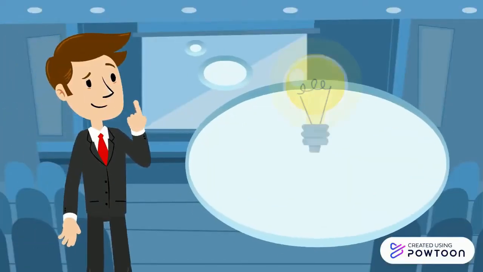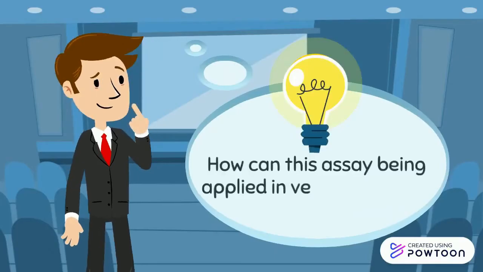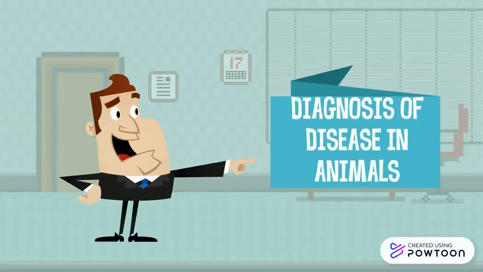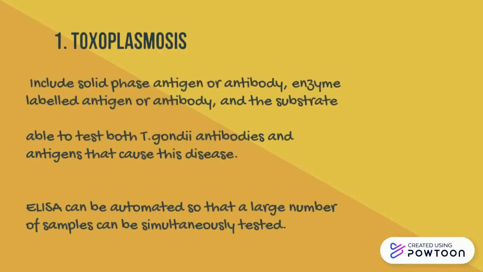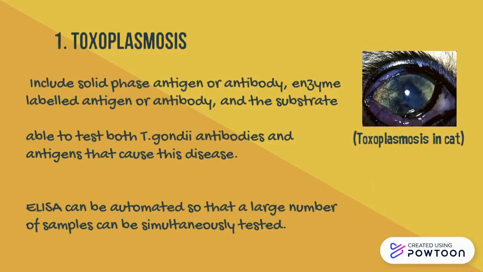How can this assay be applied in the veterinary field? Firstly, it can be used to diagnose disease in animals, such as toxoplasmosis. ELISA is able to test both Toxoplasma gondii antibodies and antigen that cause this disease. ELISA can be automated so that a large number of samples can be tested simultaneously.